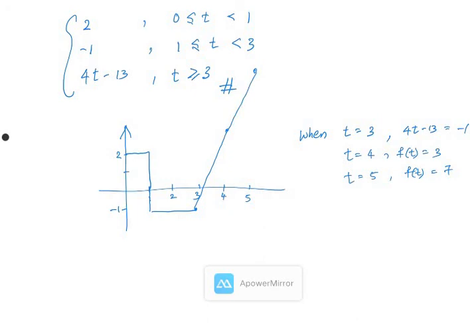So this is how you find the inverse Laplace transform using the second shift theorem, from the step function to the unit step function.